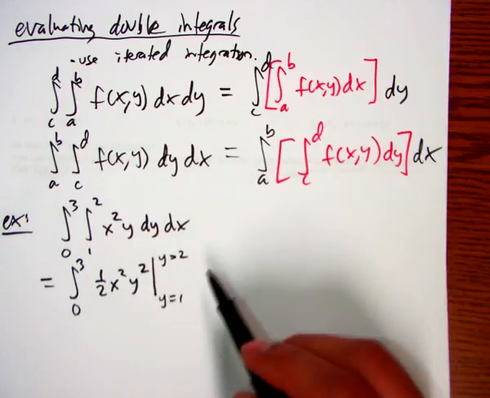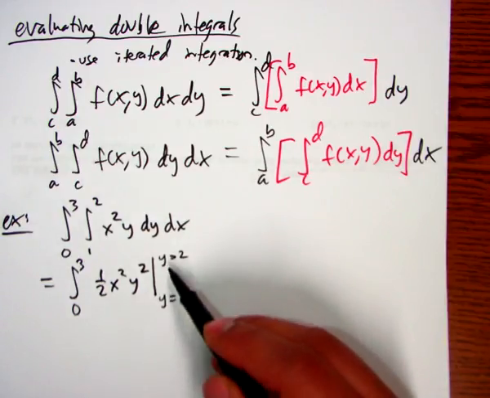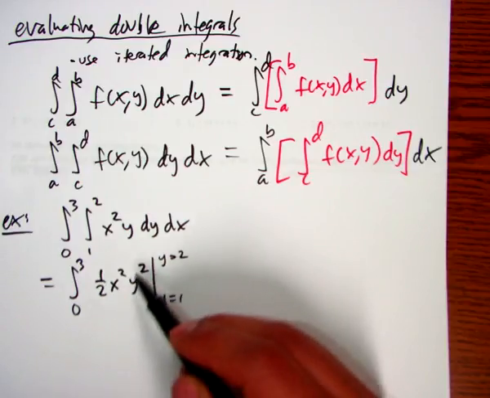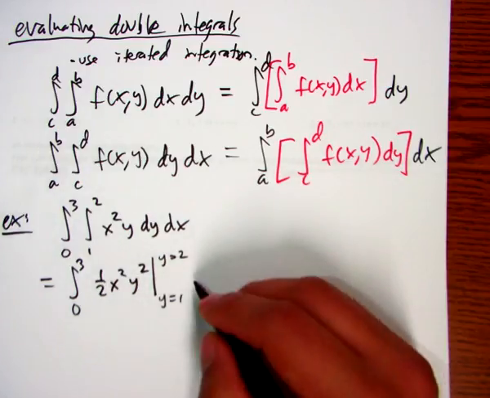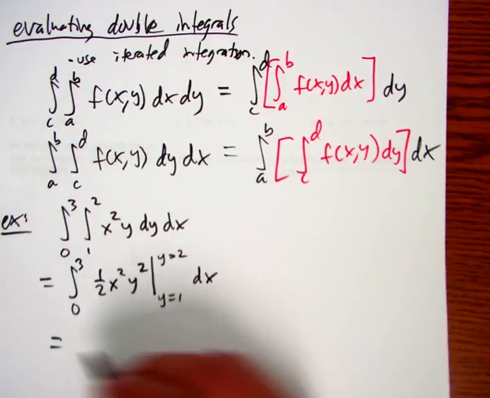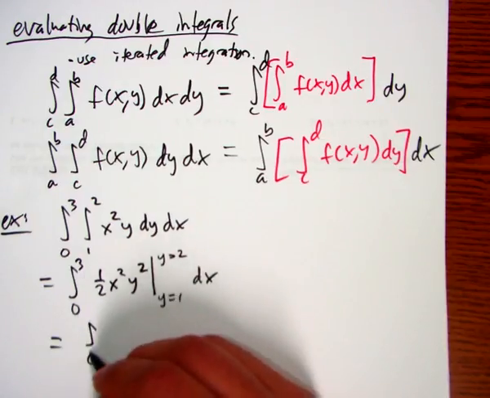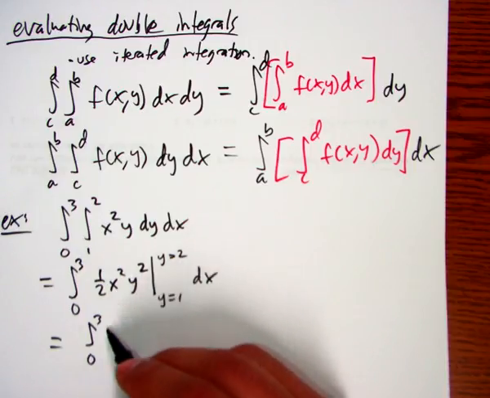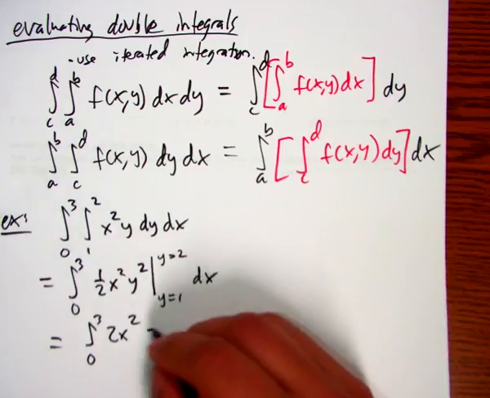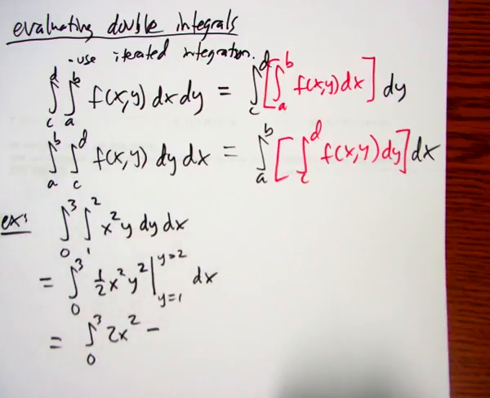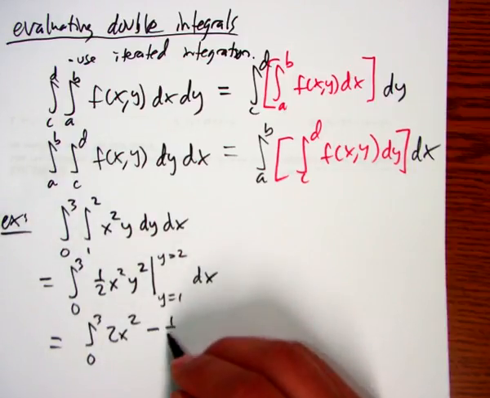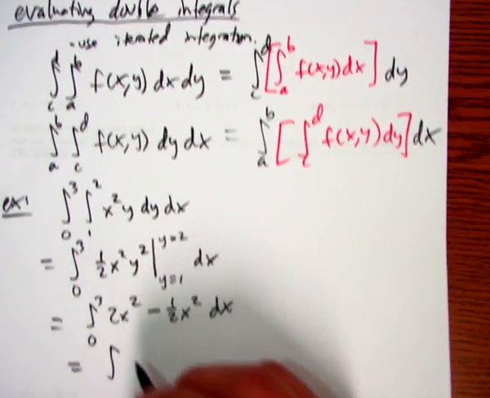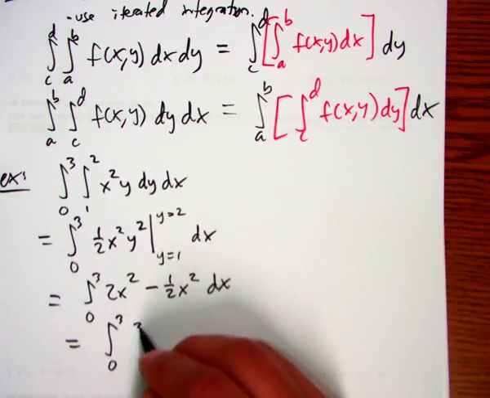And I do like to write the y's here so I don't get confused as to where I'm plugging in. Sometimes I've seen that mistake before where people will plug into the wrong variable and then things fall apart. So make sure you know where you're plugging things in. If you plug in 2, that becomes 4 times 1/2, so 2x squared, minus, plug in 1, that'll just be 1/2 x squared. Two minus 1/2 is the same as 3/2 x squared.